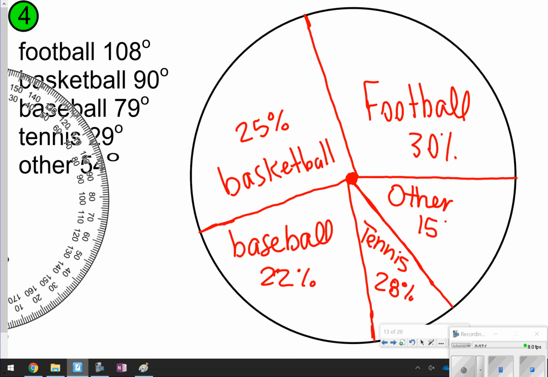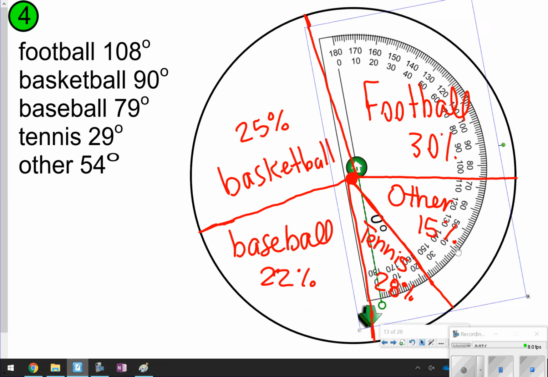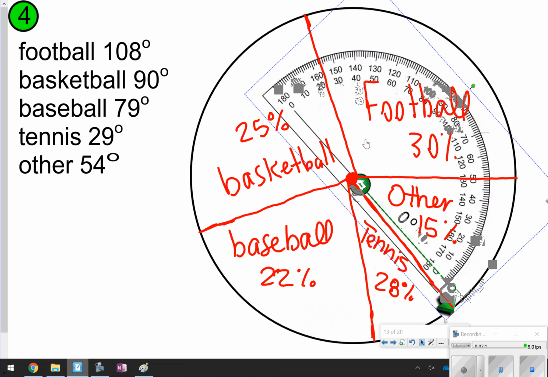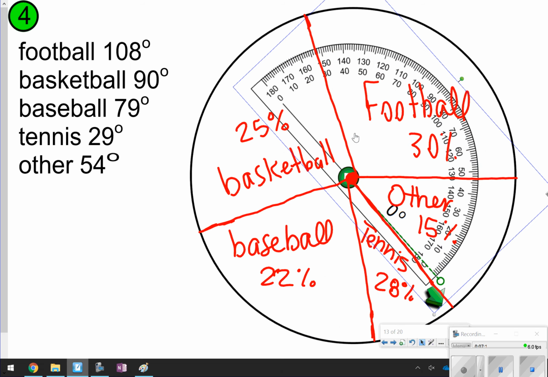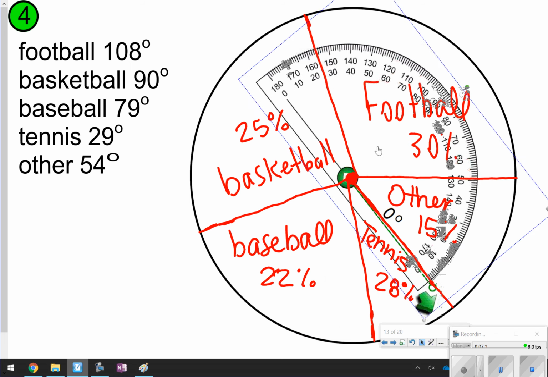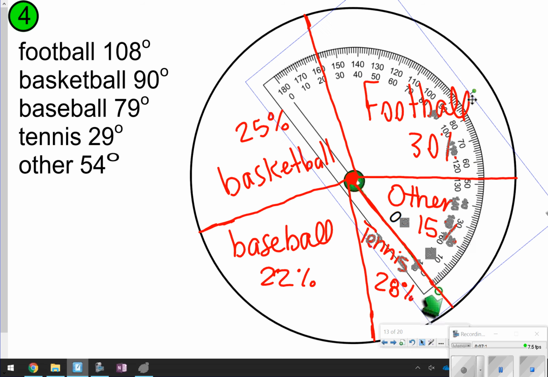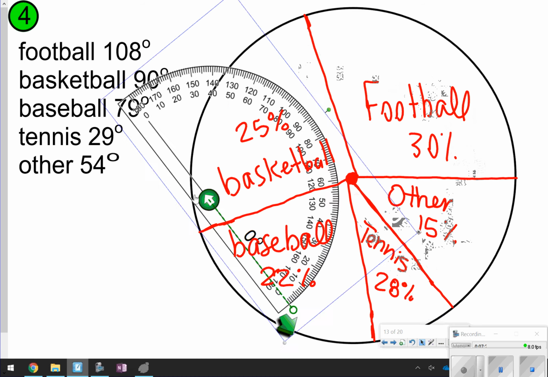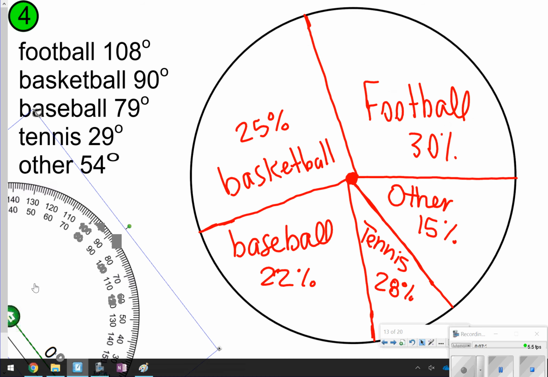And I'm just going to check that real quick with my protractor, hoping that it's 54 degrees. Let's line up here. That's a little bit off, but not by too much. Okay, so you're essentially just applying each percentage as a degree measurement and doing your degrees one right after another.